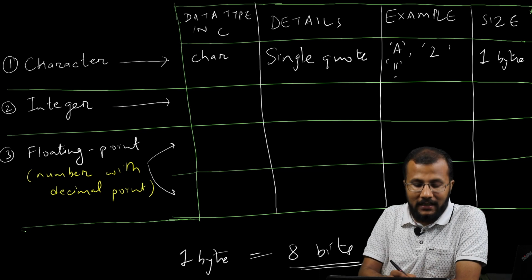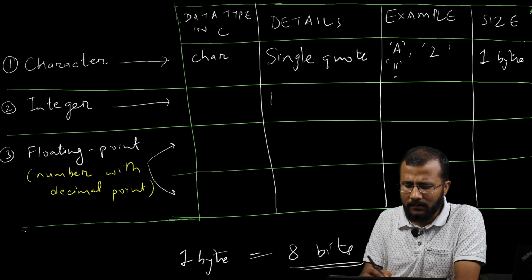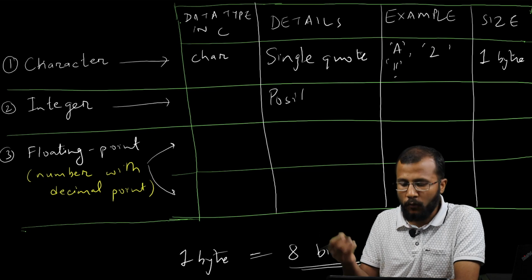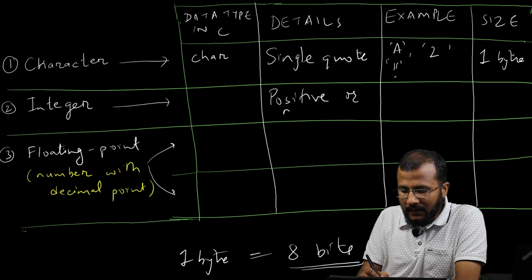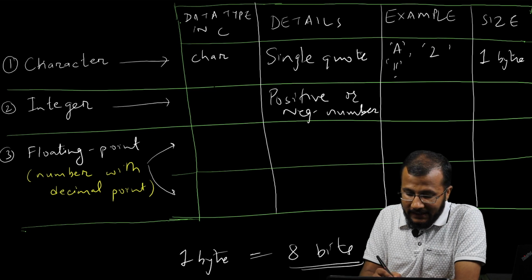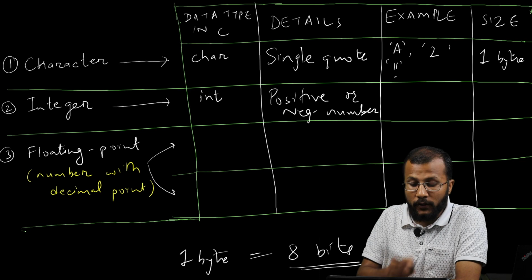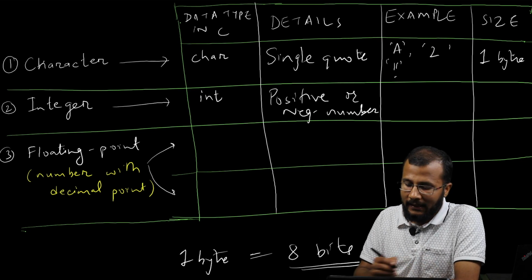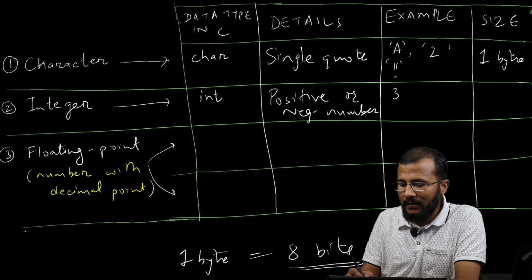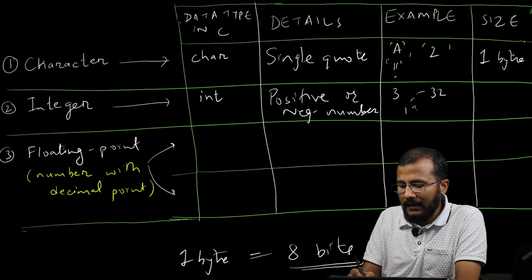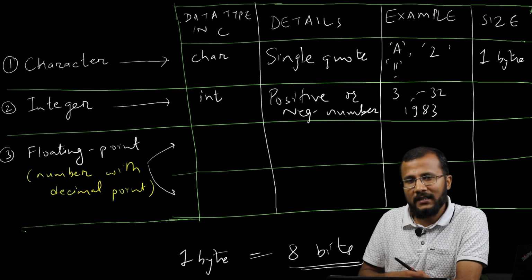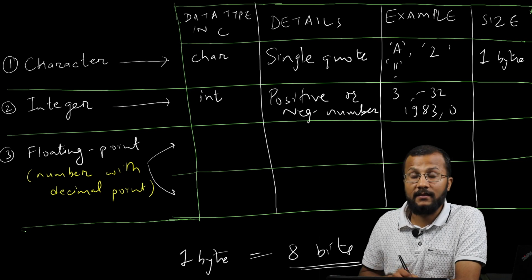Now let's move on to the second one, the integer. An integer is nothing but a number. It can be a positive number as well as a negative number. An integer can be represented using the data type int in small letters. This is how we represent an integer in C. Some examples are 3, -32, 1983; all these are integers, positive and negative numbers. Even 0 is an integer.